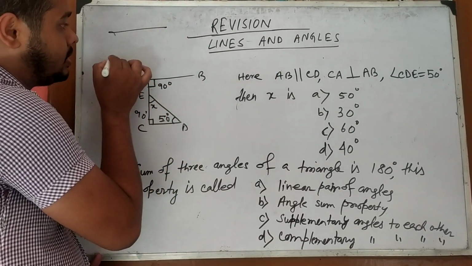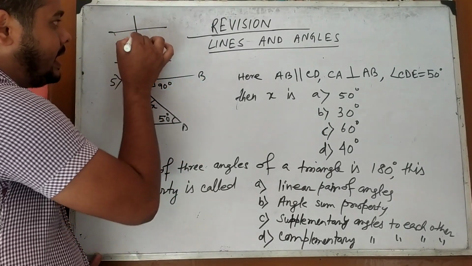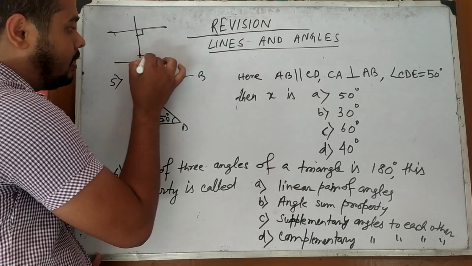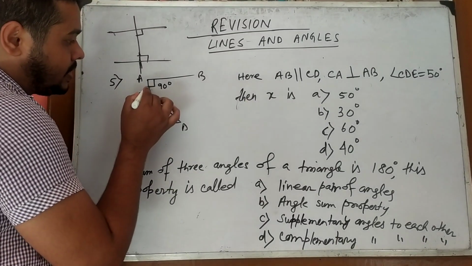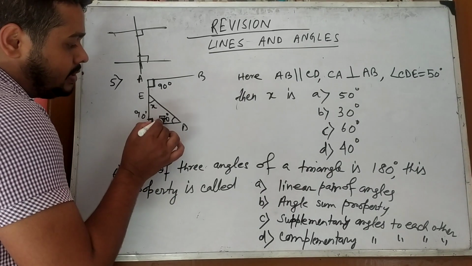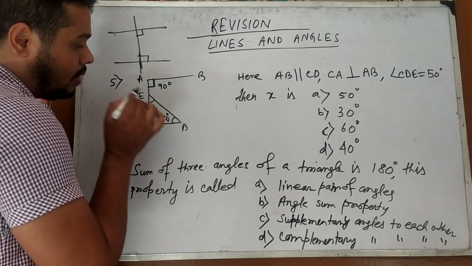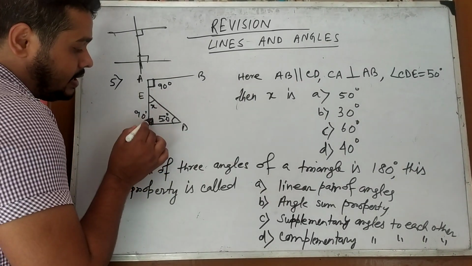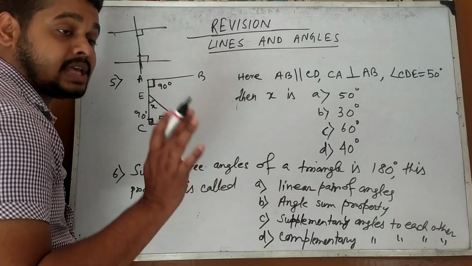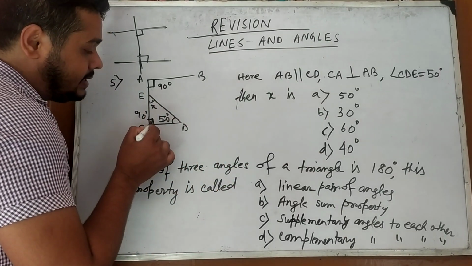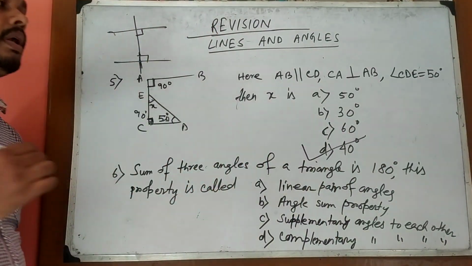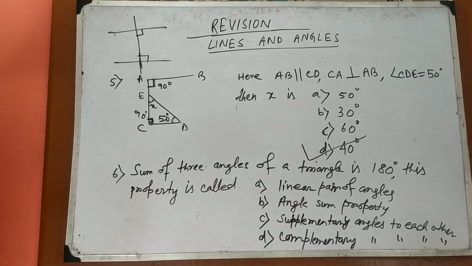Why? Because both the lines are parallel, and if one line is perpendicular to one parallel line, then it is perpendicular to the other line also. Clear? So using that property, this angle is 90 degrees. Now this angle is 50 degrees. So obviously the sum of these two angles will also be 90 degrees, as the sum of three angles is 180 degrees. 90 already gone, 50, therefore x will be 40 degrees. So D is our correct answer.